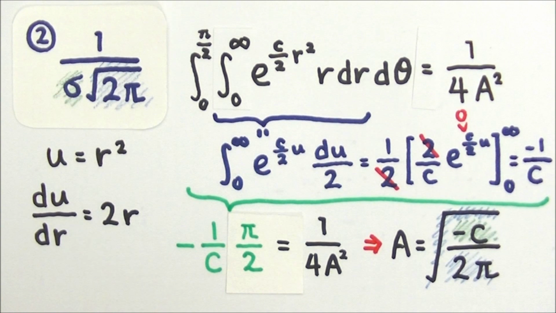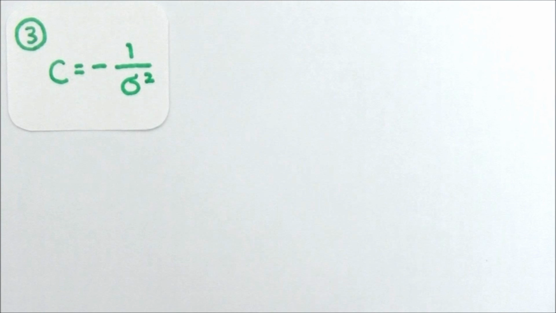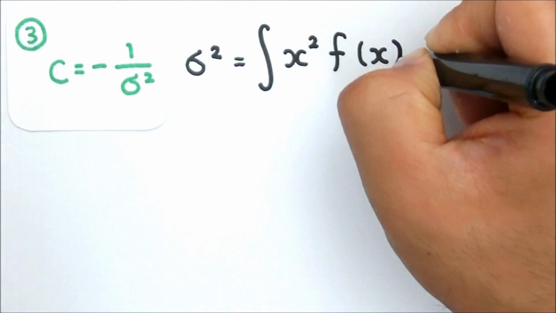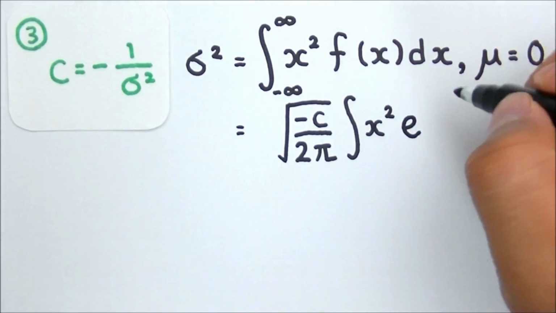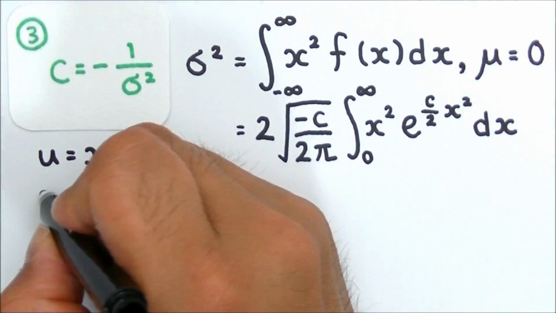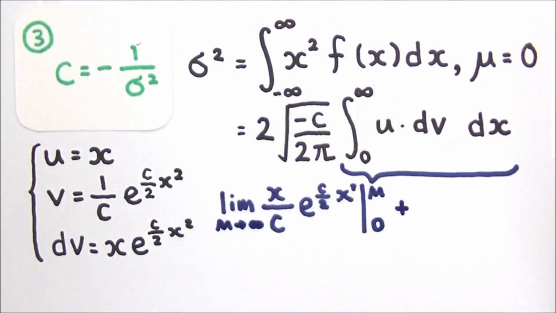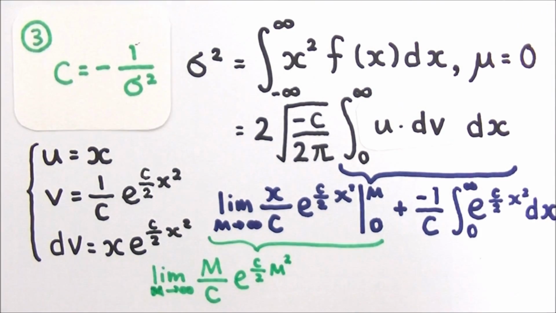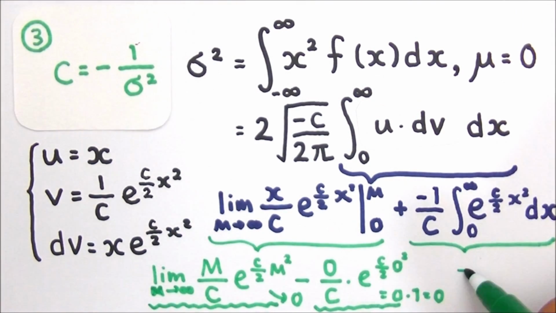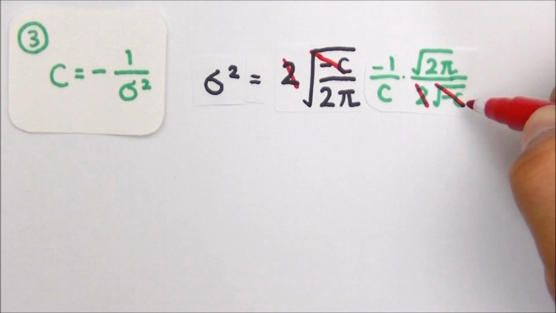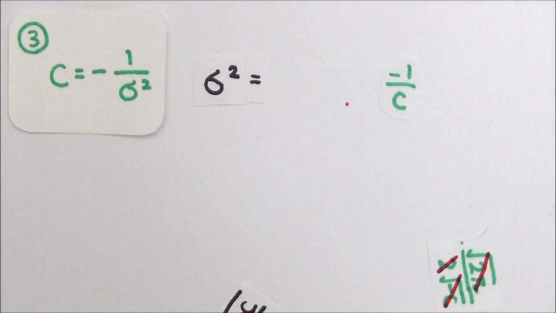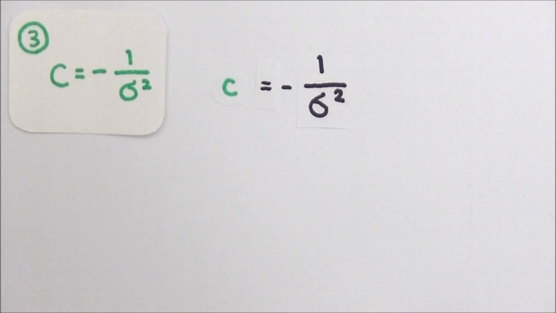So let's go to the last step, describing the relationship between c and sigma. The variance, sigma squared, is defined like this, assuming that the mean is 0. Substituting what we already know about f(x) and using integration by parts, we see that the formula cleans up very nicely, with the first part equal to 0, and the second part minus 1 over c times root 2 pi over 2 times root negative c. Well, it turned out that all these complicated things cancel out with the coefficient, leaving c equals negative 1 over sigma squared.